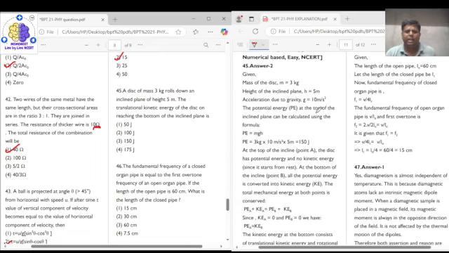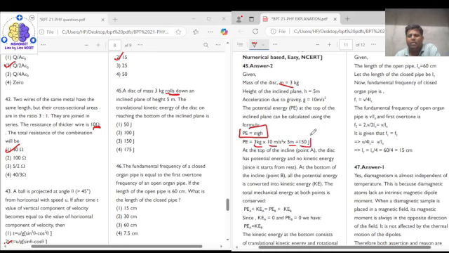Question number 45 says that a disc of mass 3 kg rolls down an inclined plane of height 5 meters. The translational kinetic energy of the disc on reaching the bottom of the inclined plane. So see, mass is this much. When the disc rolls down, it will have two kinds of kinetic energies, rotational kinetic energy and translational kinetic energy, and that would sum up to the potential energy. Potential energy equals mgh. Mass is 3, g is 10, and h is 5.